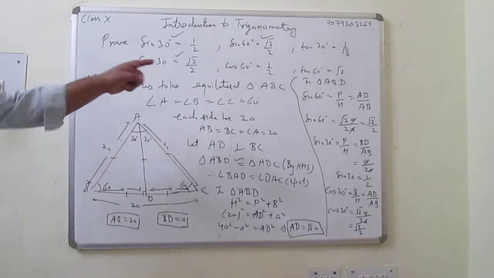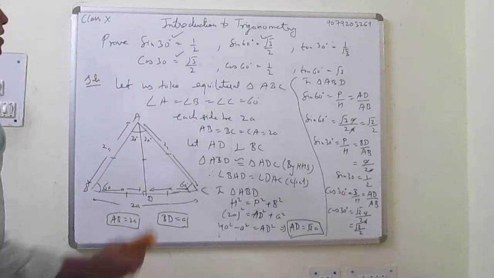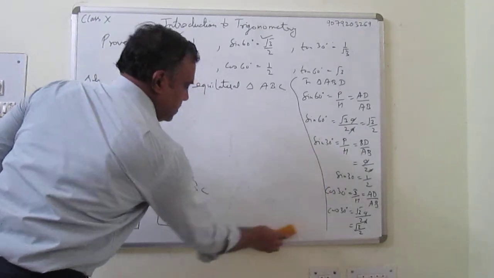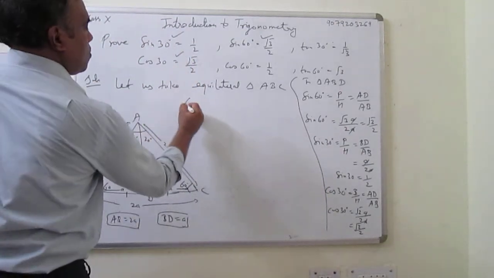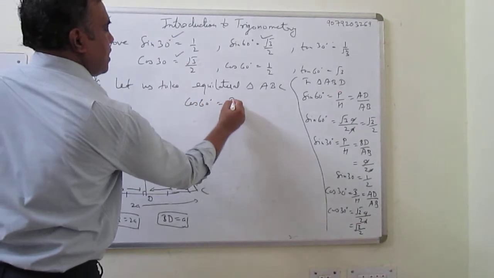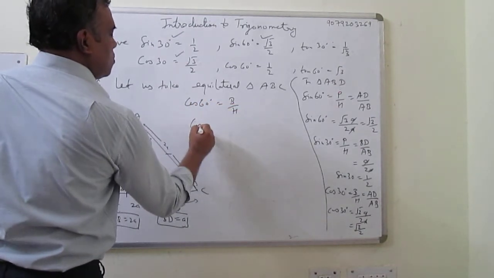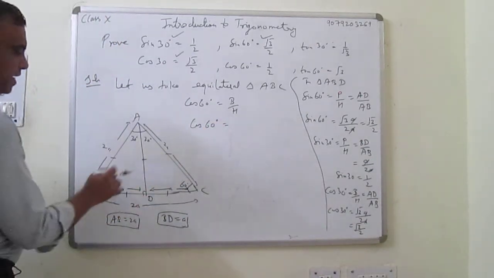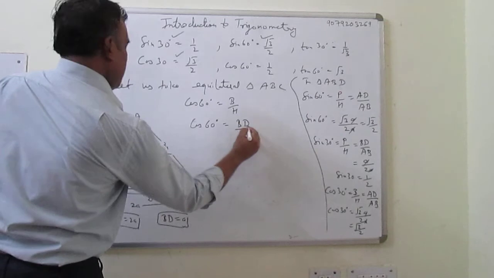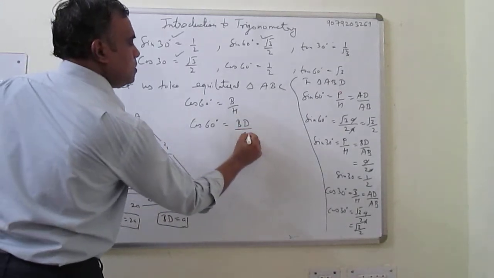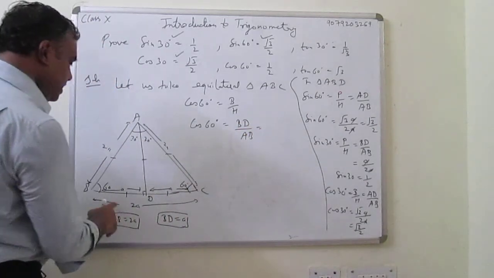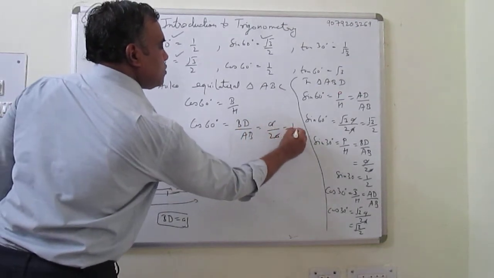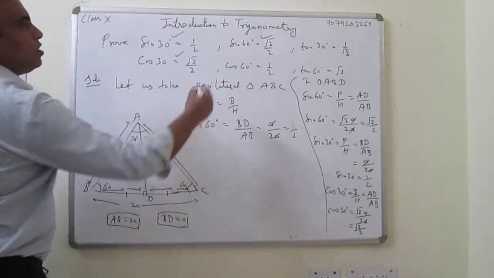So we calculated sin 30, sin 60, cos 30. Now I will calculate cos 60. Cos 60 is again base upon hypotenuse. What is the base now? For cos 60 the base is BD and the hypotenuse is AB. BD is A and AB is 2A. So it is 1 upon 2. Cos 60 is 1 upon 2.